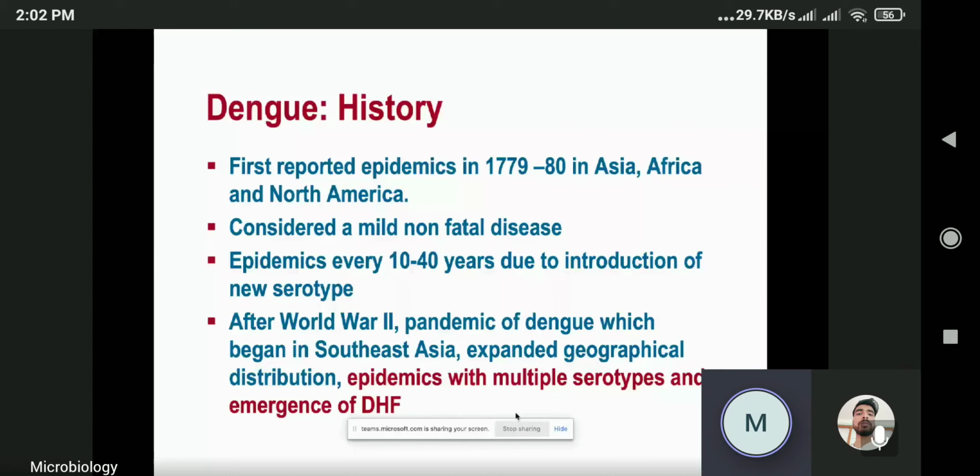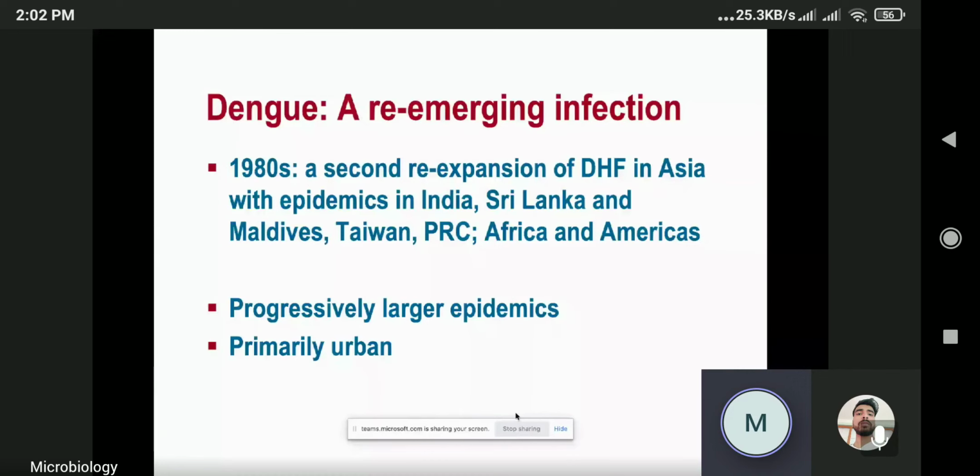In the 1980s, there was a second re-expansion of dengue hemorrhagic fever in Asia, with epidemics in India, Sri Lanka, Maldives, and Thailand. That means in these Southeast Asian areas or countries, dengue hemorrhagic fever was there, and it re-emerged again, and this has continued till now.